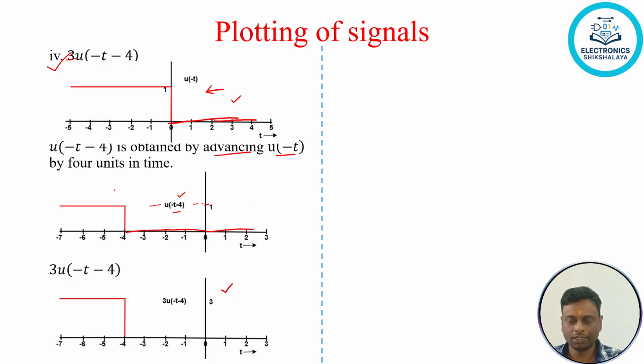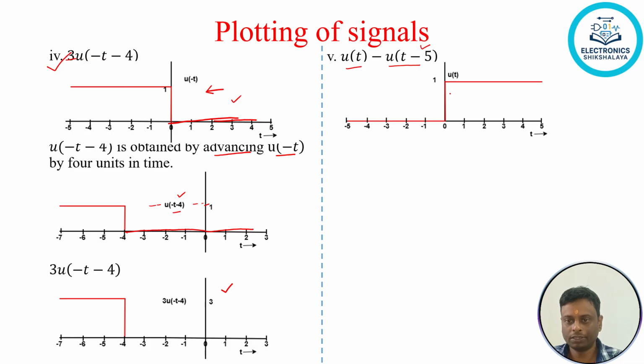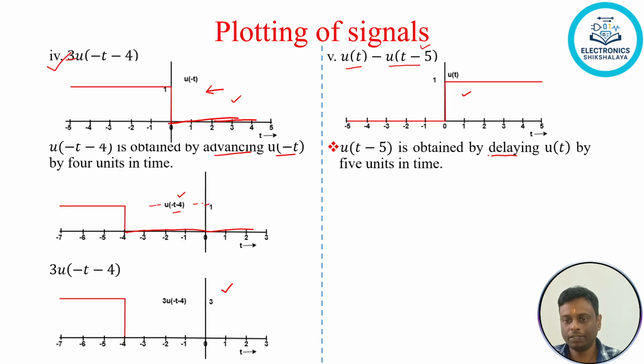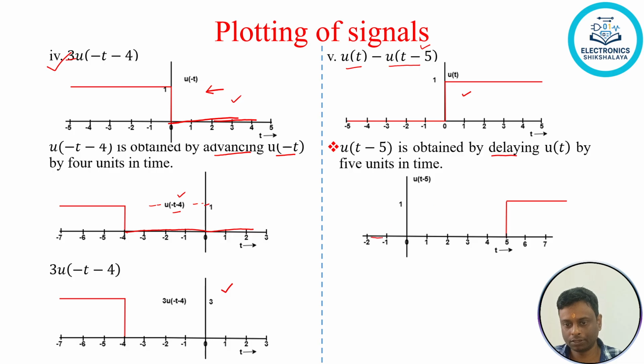So let us see our fifth case, that is u(t)-u(t-5). We know that this is u(t). Then you have to plot u(t-5). This is done by delaying u(t) by 5 units of time. So this is shifted towards the right by 5 units in time. This is actually 0.